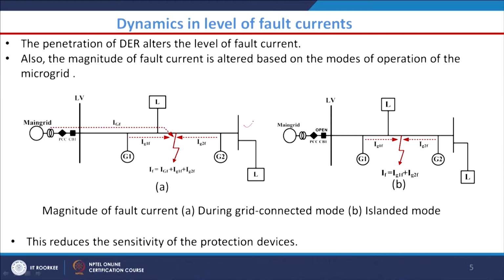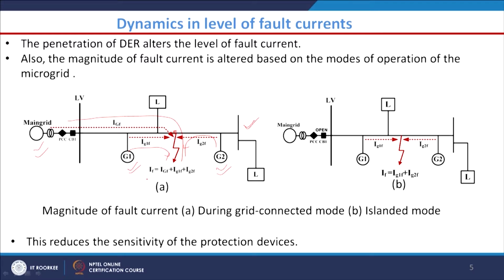The first one is dynamics in level of fault currents. I have taken this particular figure or system. This is our main grid, and this is DG1, and this is our DG2. Now, if any fault occurs, let us say a fault is present here, then this fault current IGF is going to be driven by this grid, and also fault current will be contributed by this DG2, and also by this DG1.